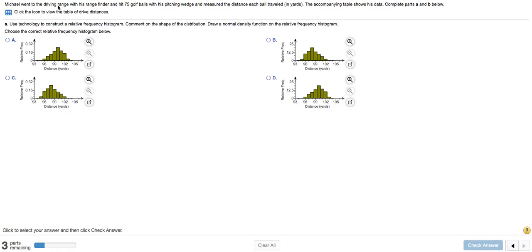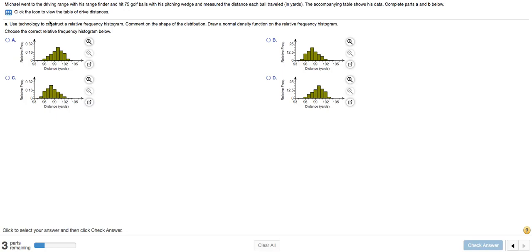Michael went to the driving range with his rangefinder and hit 75 golf balls with his pitching wedge and measured the distance each ball traveled. So I guess that's what the rangefinder does, it measures the distance that each golf ball travels. Okay, it says the accompanying table shows his data, so that's going to be within here.